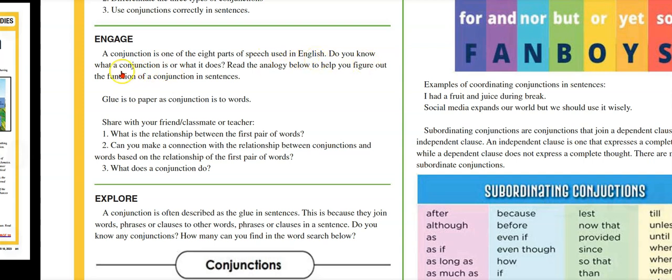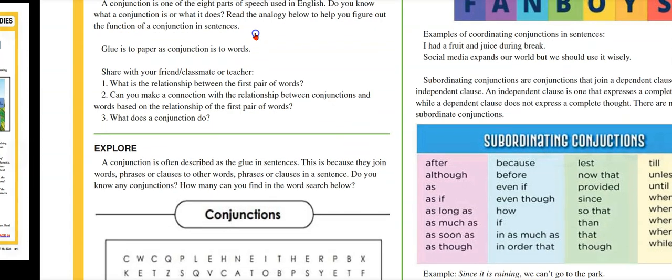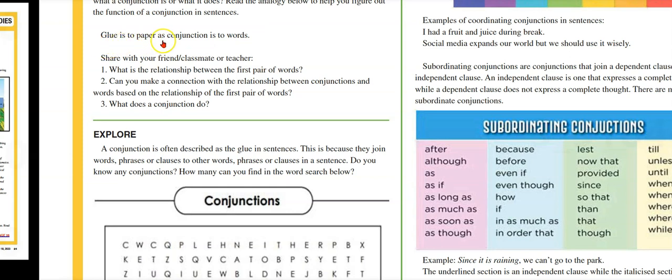Do you know what a conjunction is or what it does? Read the analogy below to help you figure out the function of a conjunction in sentences. Glue is to paper as conjunction is to words. Glue, what does glue do to paper? Kind of hold paper together. So that means conjunctions hold words together.